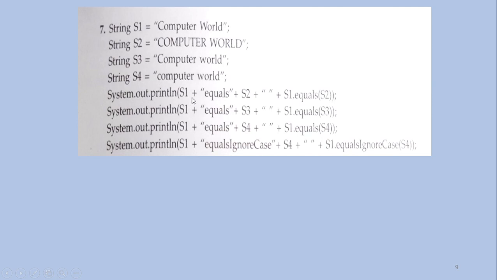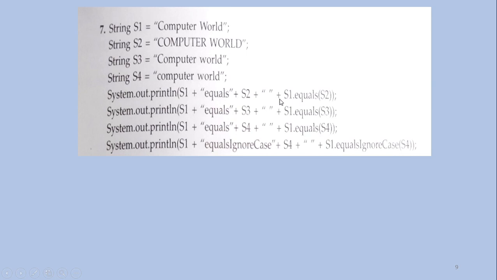System.out.println S1 plus. So what is this plus? This is a concatenation operator. So S1, what is in S1? In S1 you have computer space world. So that is concatenated with equals. So this equals is not a function but it is a word that will be printed there. Plus again concatenation operator with S2. What is S2? Computer world all in capital letters. Then plus you have a space. So you know here only they have given you a space.